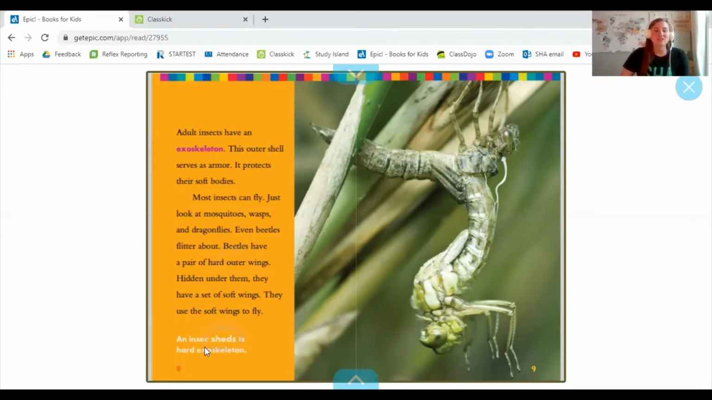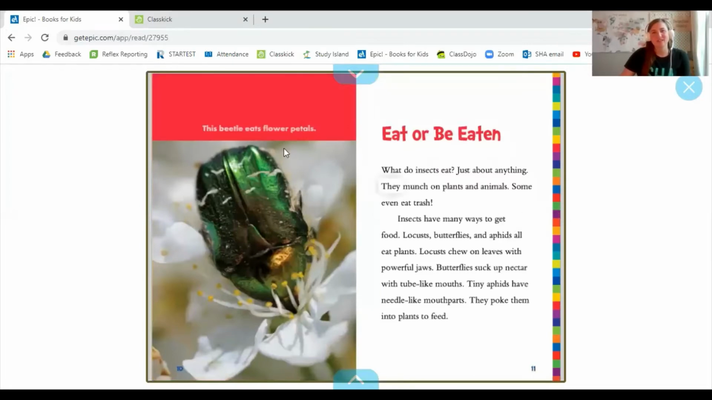An insect sheds its hard exoskeleton. So this might look like 2 insects in the picture here, but actually it's one. This is the insect and it's shedding its exoskeleton. This beetle eats flower petals. Eat or be eaten. What do insects eat? Just about anything. They munch on plants and animals.